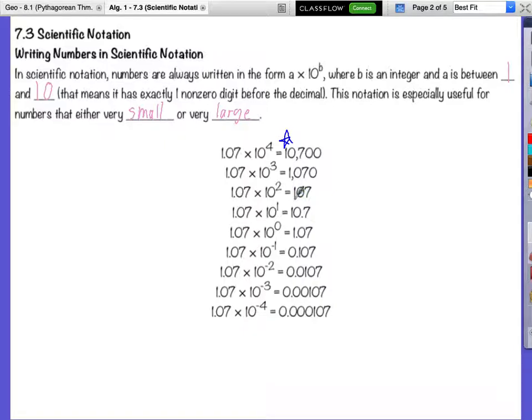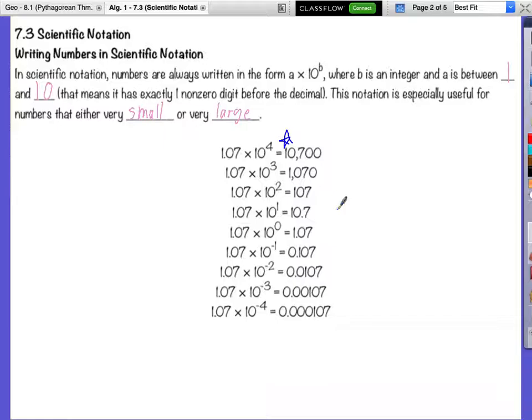How many numbers follow the 1? 2. What's the exponent? 2. How many numbers follow the 1 before the decimal? Just 1. And what's the exponent? 1. How many numbers follow the 1 before the decimal? 0. And what's the exponent? 0.